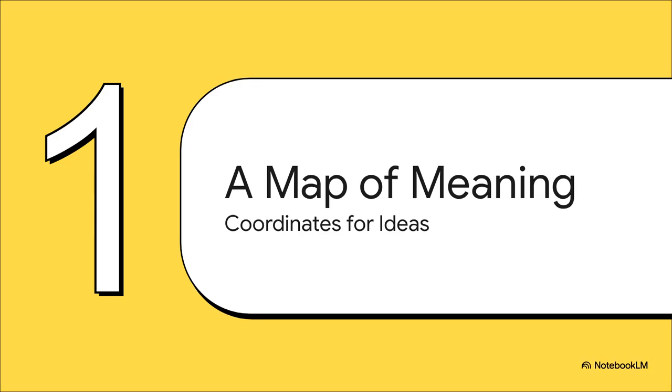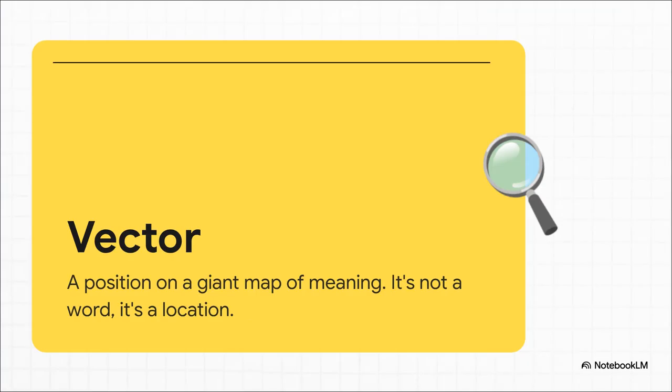So how in the world does this magic actually work? Well, the first thing we've got to wrap our heads around is this concept I like to call a map of meaning. Seriously, for a second, just forget about words and letters. Instead, think of ideas as locations on a gigantic map. This is the absolute core idea. In this world, everything, a single word, a whole sentence, even an image, gets turned into a set of coordinates, a specific point on this huge map.